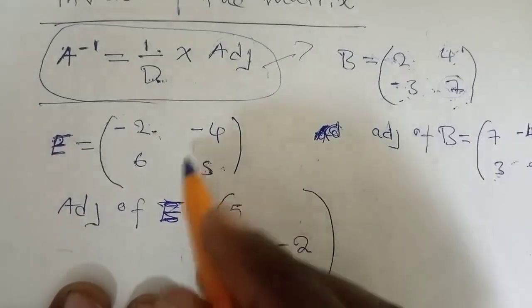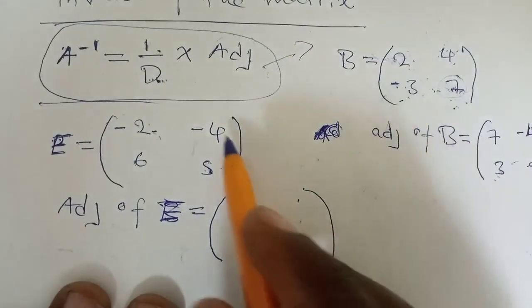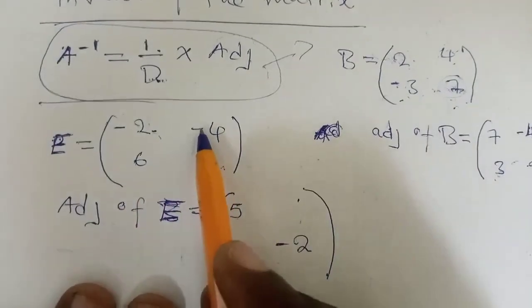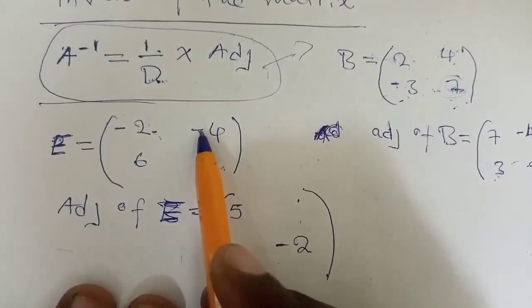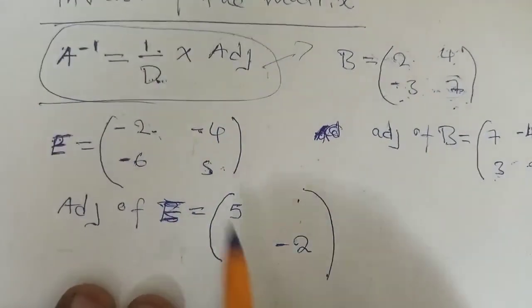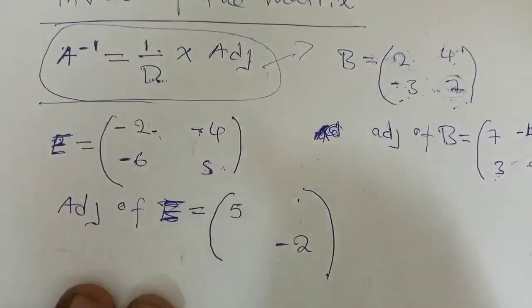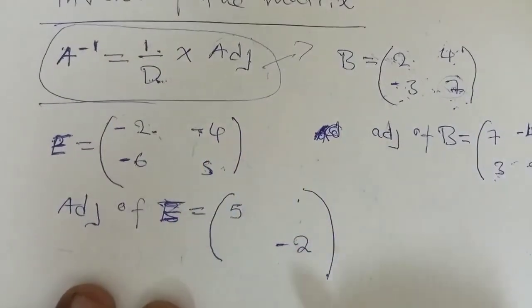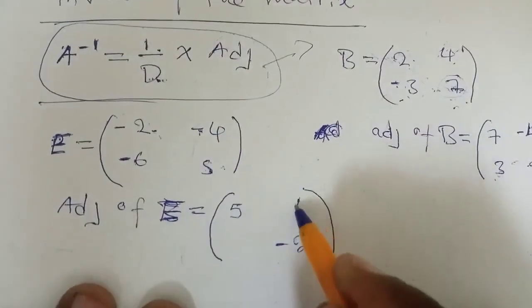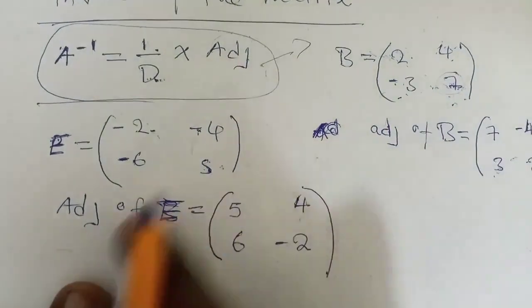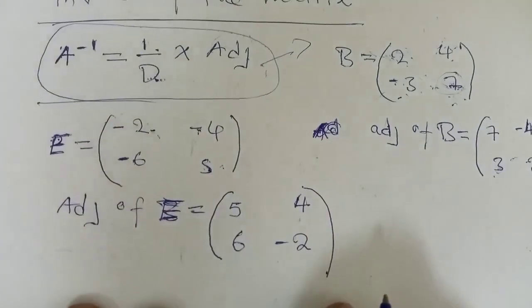Then these numbers will just change their signs. So let's say if this one is also negative, like that. If they are negatives, they will become positives. Okay, if they are negative, they will become positive. So meaning that it will become +4, like that, and the positive +6, like that. So this is how we find the adjacent of a matrix.